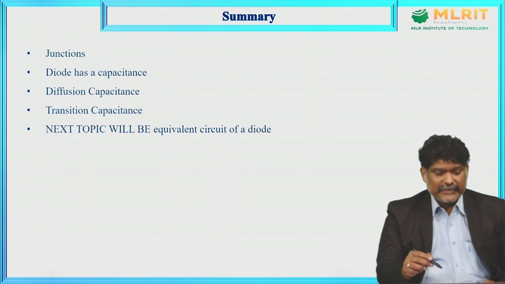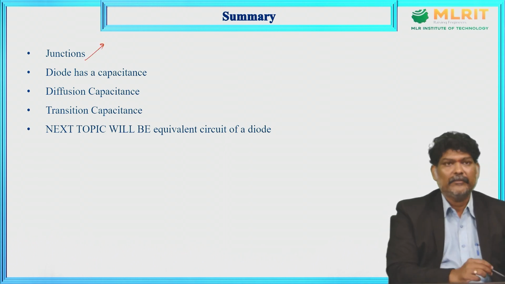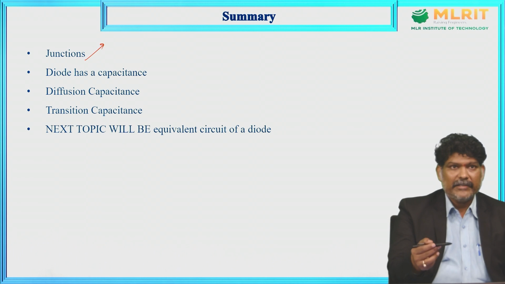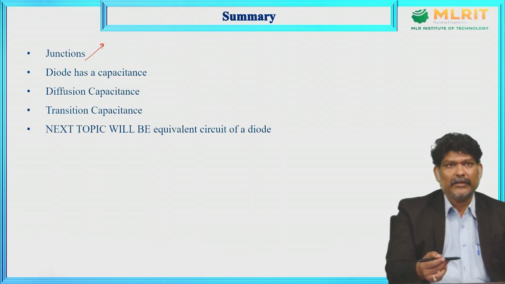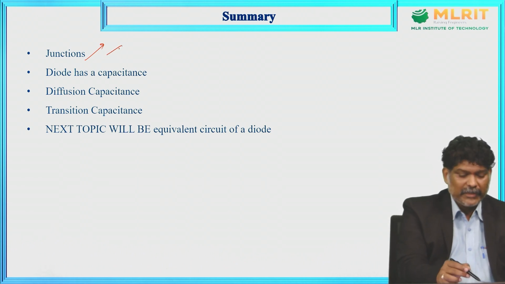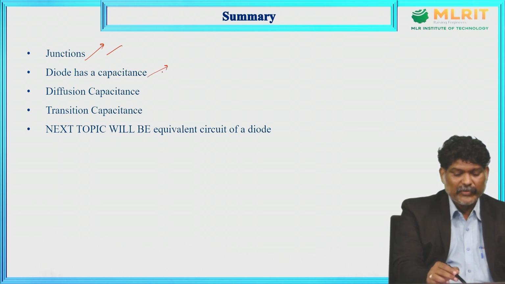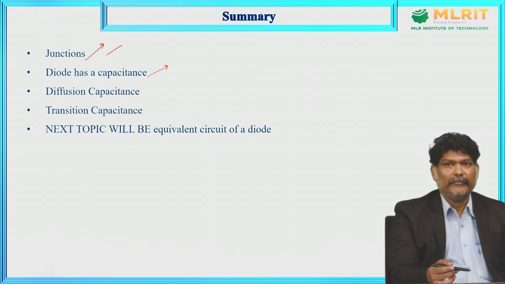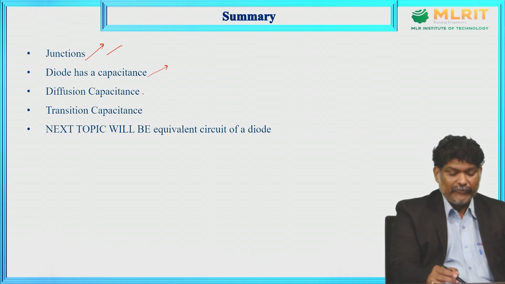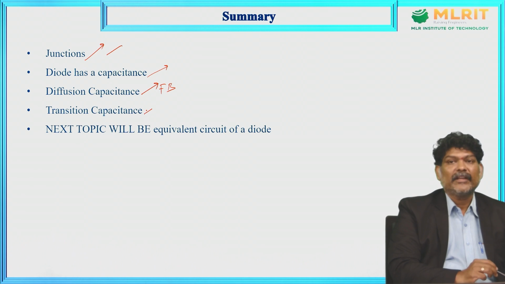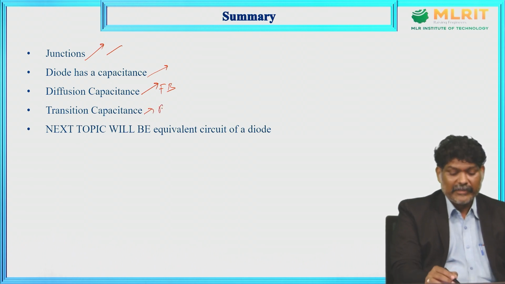Today we have discussed the different junctions we have: step graded junction, linearly graded junction, and then non-uniform or non-linear junction or grown junction. We have already discussed all these. And then the diode has a capacitance. We know that two different kinds of capacitances can be expected from a PN junction diode: diffusion capacitance, which is observed when it is connected in forward bias, and transition capacitance, which we have observed in reverse bias condition.